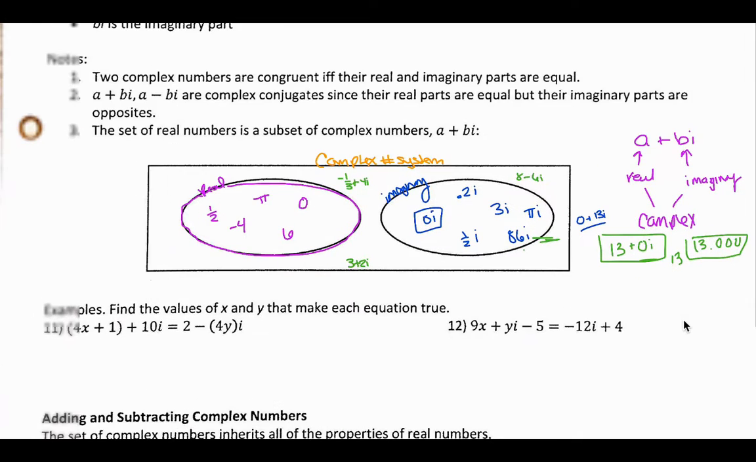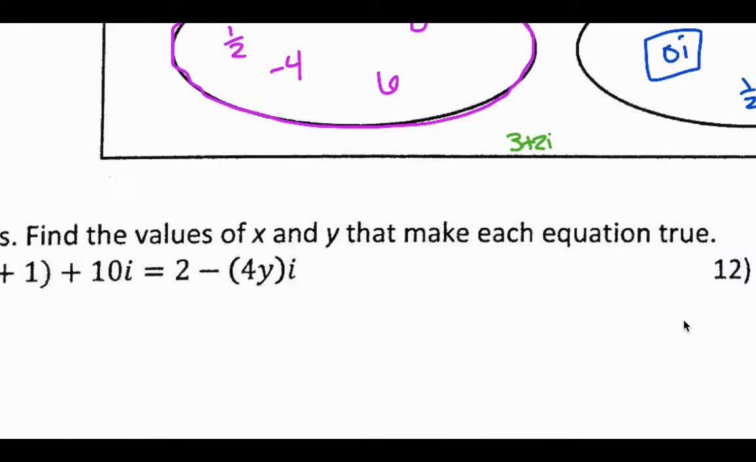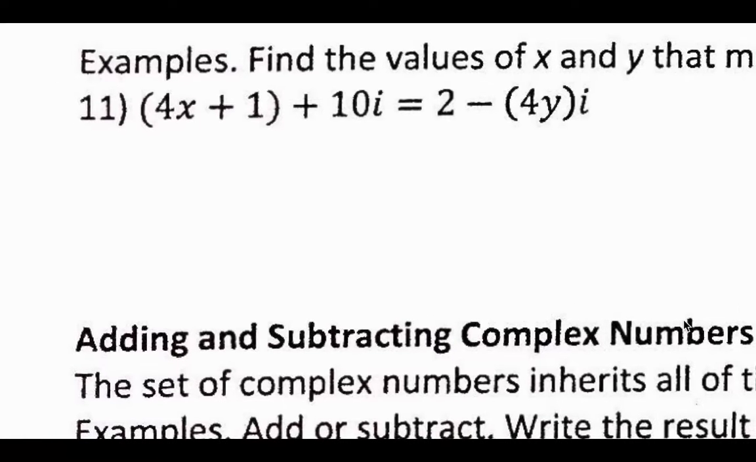Okay, so we need to be able to simplify expressions. So here they want us to find values of x and y that are going to make each equation true. So let me zoom in on this problem here, and let's talk about what it wants us to do. 4x plus 1 plus 10i is equal to 2 minus 4yi.